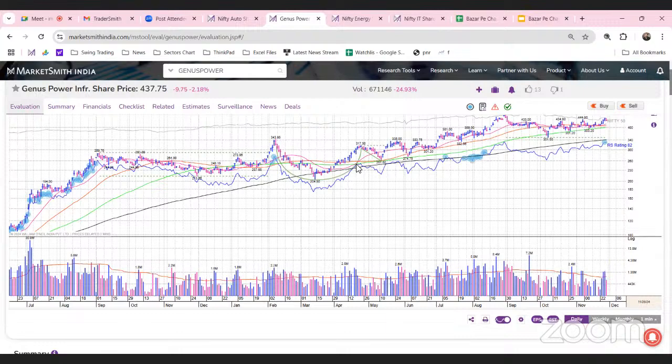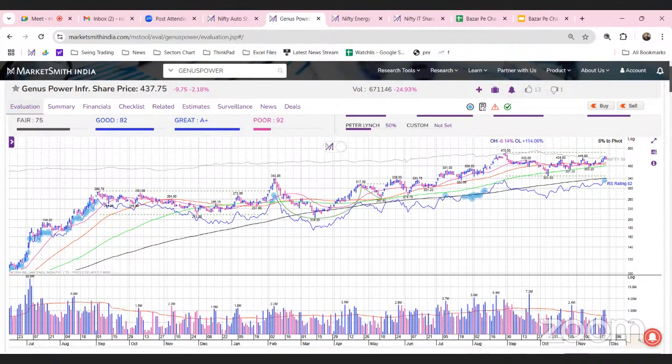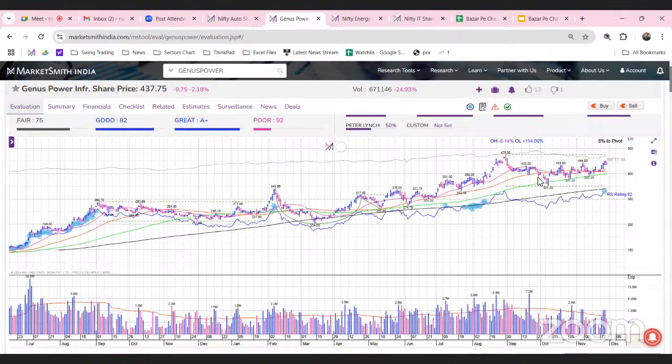So I'm looking at Genus Power. Genus Power is currently trending in a positive trajectory only. The overall trend and sentiment is positive in this stock. Even yesterday it formed another bullish candle. Today there is some profit booking at a higher level, but overall trend and sentiment is positive in this particular stock.